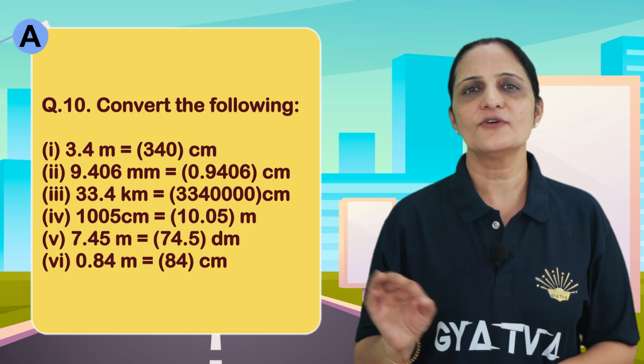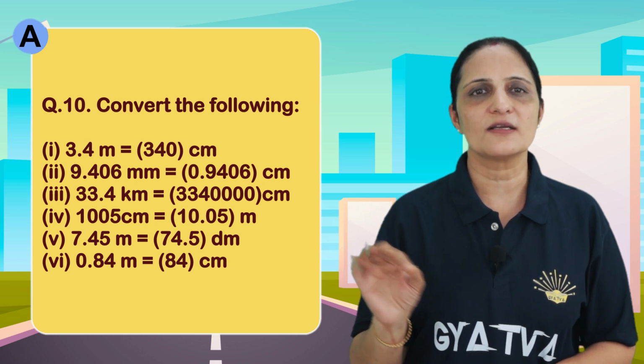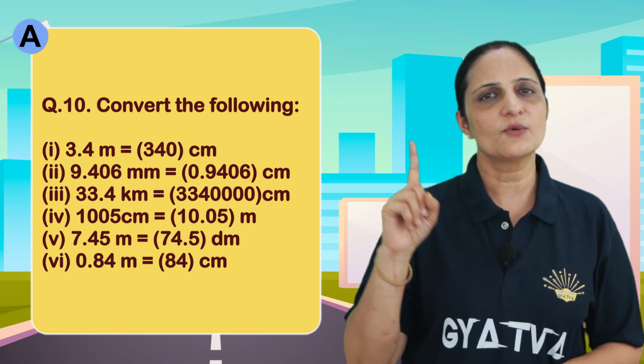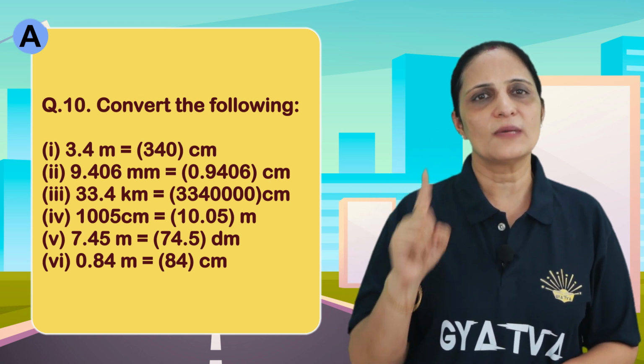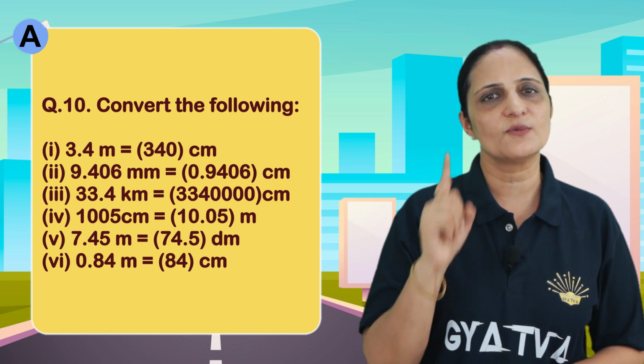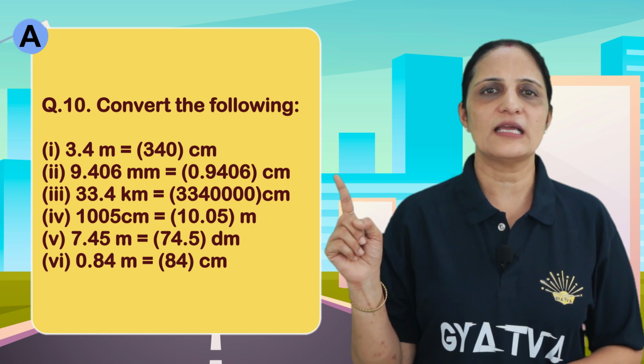Question number 10, convert the following. So 3.4 meter into centimeters. So you should know what is meter and centimeter. 1 meter equal to 100 centimeters. So you multiply it by 100. So 1 decimal goes with 1 0, you are left with 1 single 0. So 3.4 meter equal to 340 centimeters.